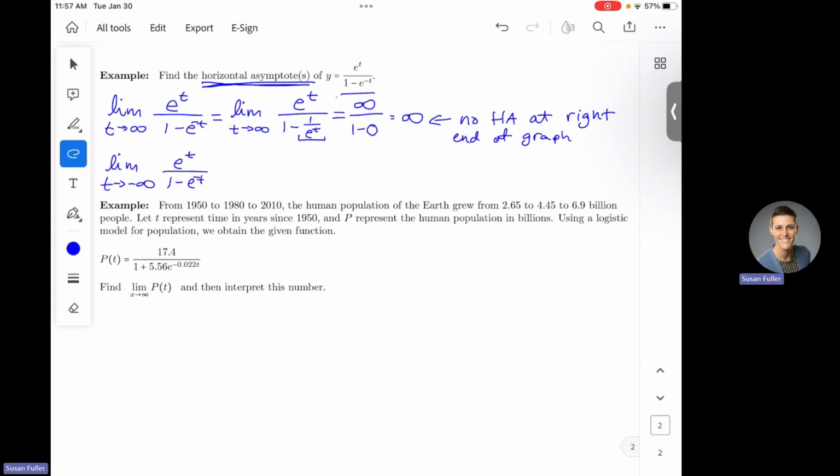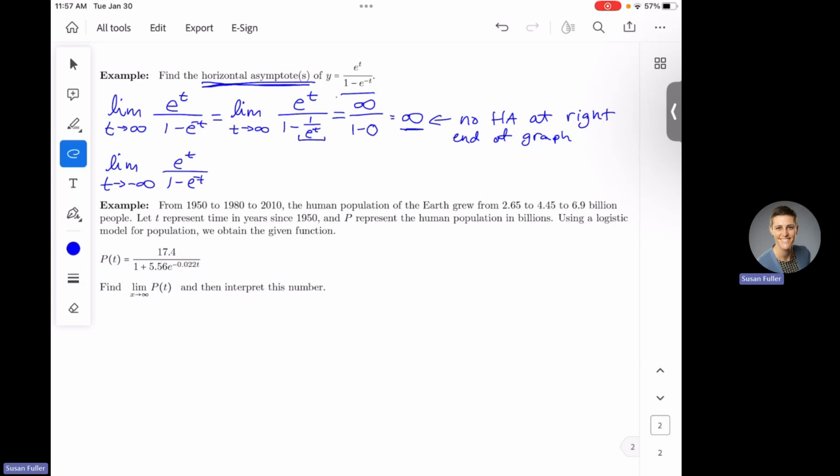We're at the right end of the graph because t was approaching infinity. T approaches infinity on the right side of the graph. And since this is not a number, it's infinity, that means we don't have a horizontal asymptote. The only way to get an asymptote is to get a number out, as your x coordinate, or in this case t, goes to infinity or negative infinity.